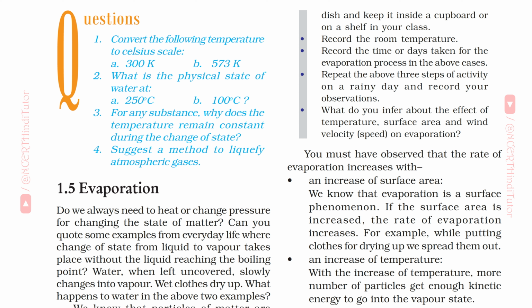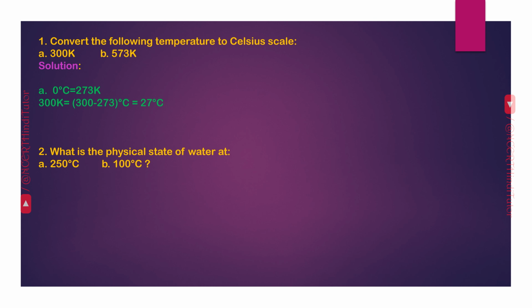Questions. Question 1. Convert the following temperature to Celsius scale. A. 300 Kelvin. Answer. 0 degree Celsius is equal to 273 Kelvin. So 300 Kelvin is equal to 300 minus 273 degrees Celsius, that is 27 degrees Celsius. B. 573 Kelvin is equal to 573 minus 273 degrees Celsius, which is equal to 300 degrees Celsius.